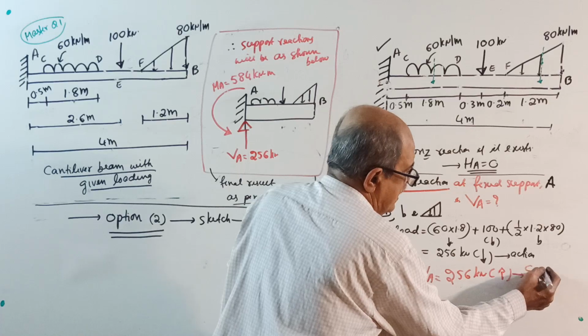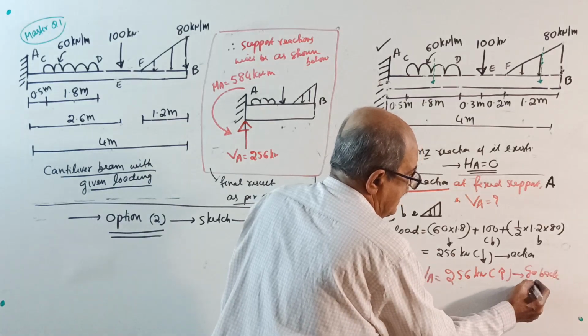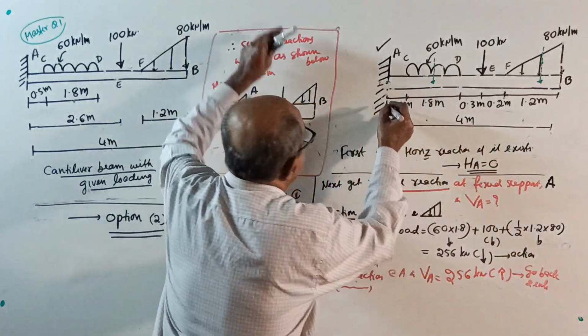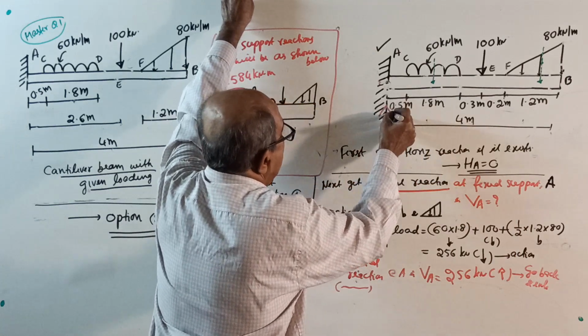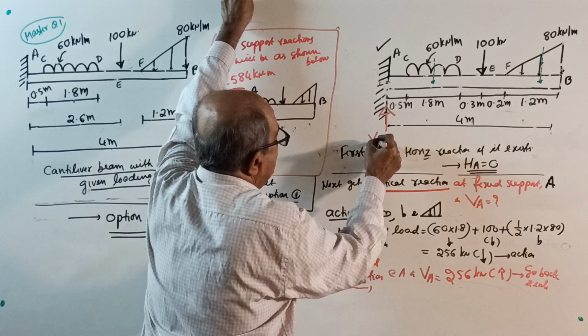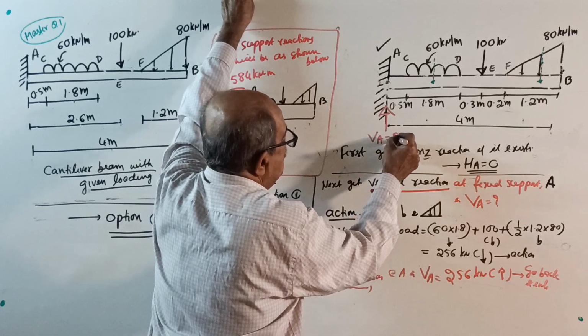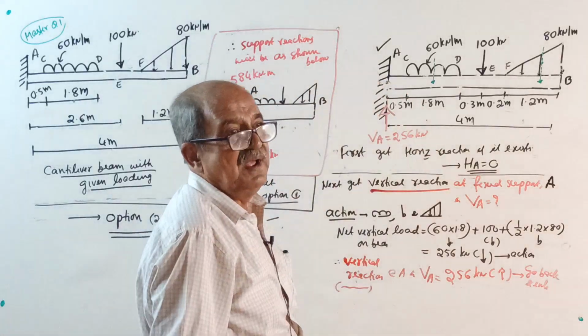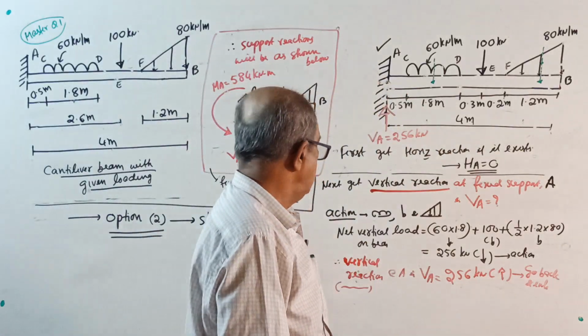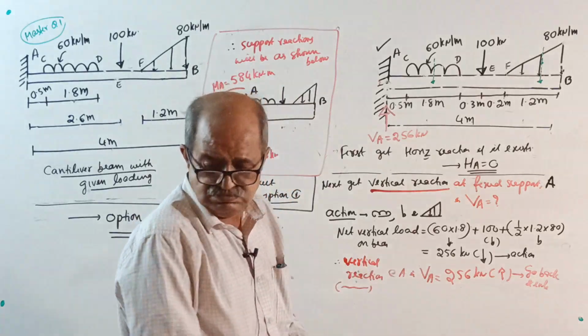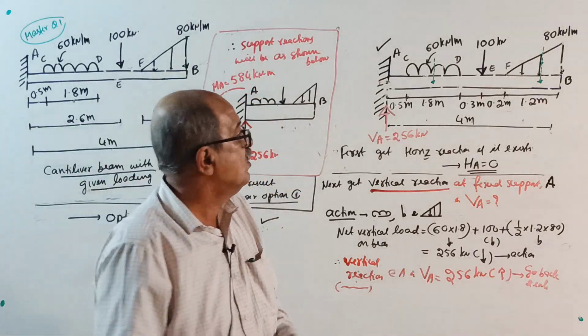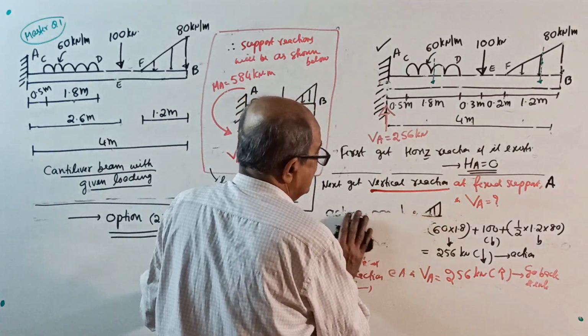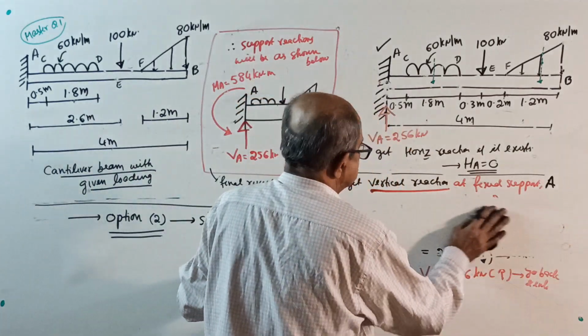Go back and enter neatly here. Upward reaction VA equal to 256 kilonewton. Over. Now I will rub these two. I want more space. Okay, now horizontal reaction, vertical reactions are over.